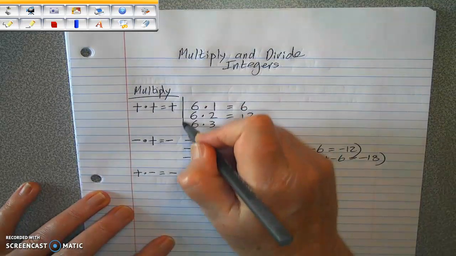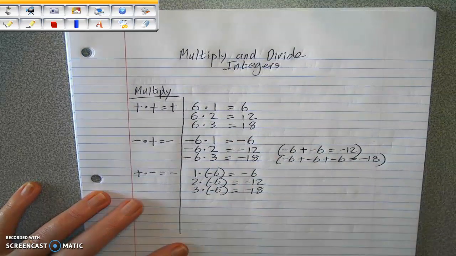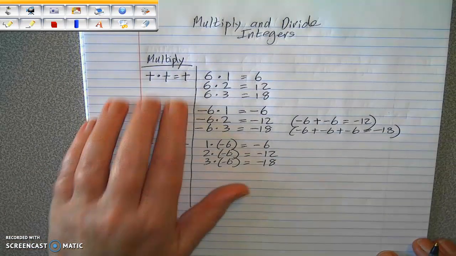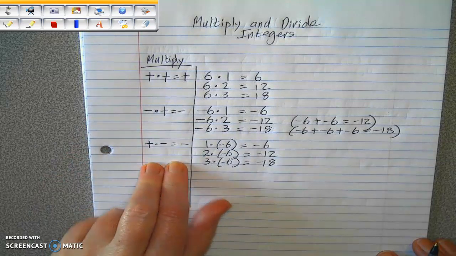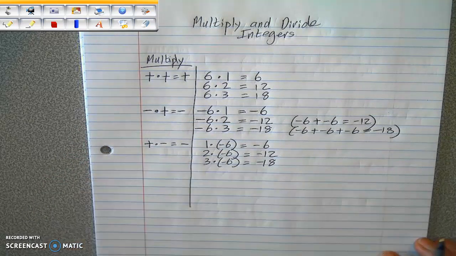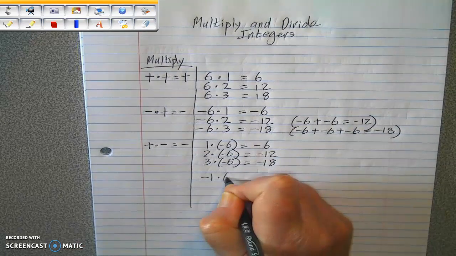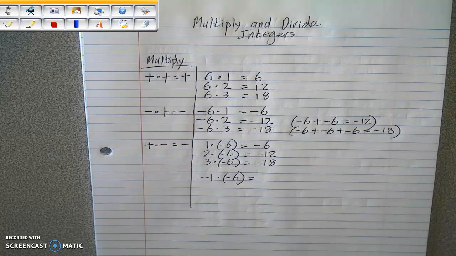I'll just put a line down here so that you can see those overall rules very clearly. A positive times a positive is positive. A negative times a positive is negative. A positive times a negative is negative. And then what's going to happen when we do this? A negative times a negative.